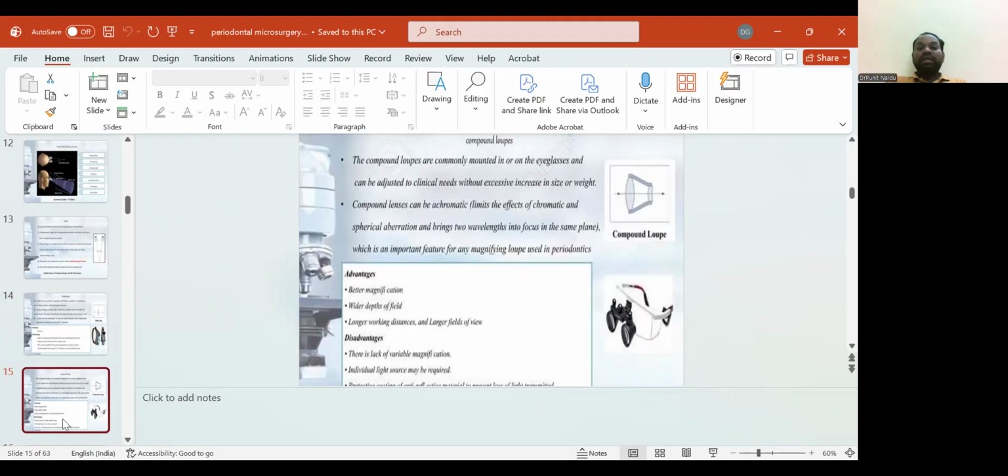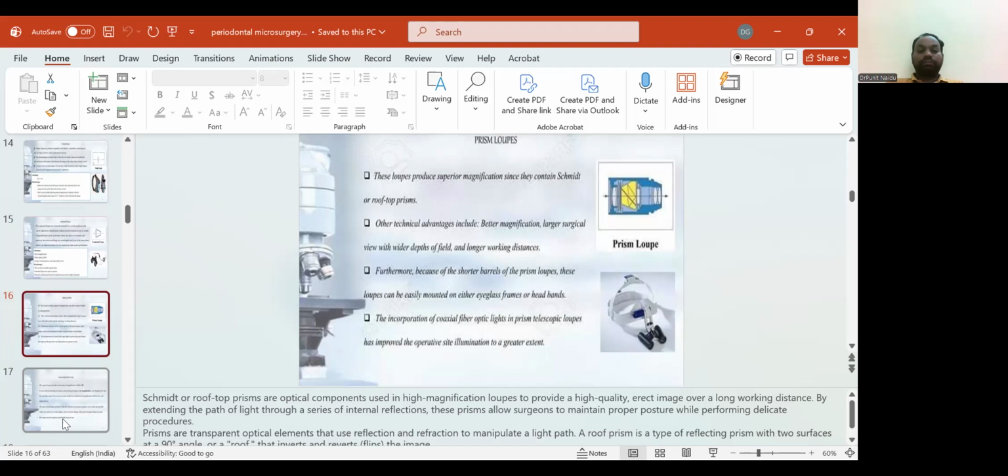Compound loops are commonly mounted on eyeglasses and can be adjusted to clinical needs without excessive increase in size or weight. Compound lenses can be achromatic, which limits the effect of chromatism and spherical aberrations and brings two wavelengths into focus in the same plane, an important feature for any magnifying loop used in periodontics. The advantages are better magnification, wider depth of field, longer working distance, and larger field of view. Disadvantages: there is lack of variable magnification, and an individual light source may be required.